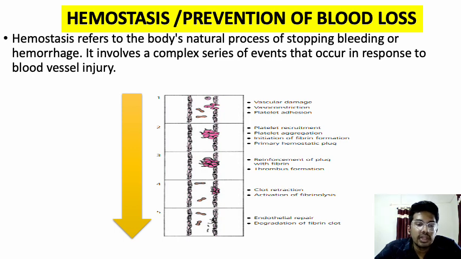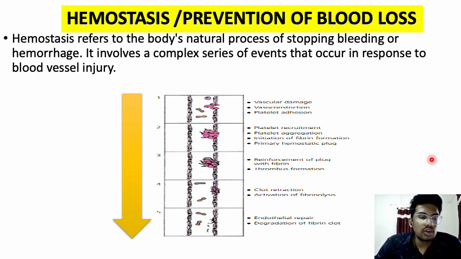Next, very important discussion: hemostasis, or the prevention of blood loss. Now we have discussed RBCs, WBCs, and the mechanism of action of both in various aspects. The next important subtopic is hemostasis, or the prevention of blood loss. Hemostasis refers to the body's natural process of stopping a bleeding or hemorrhage.